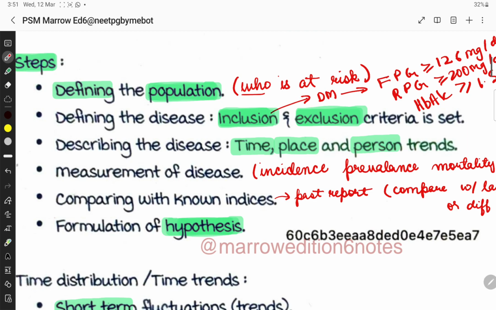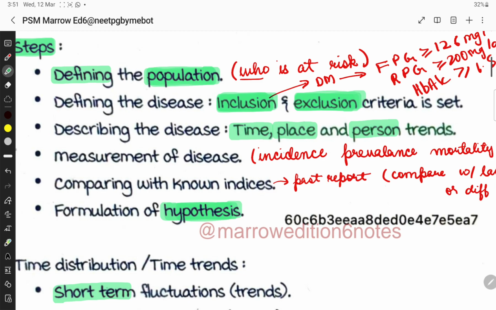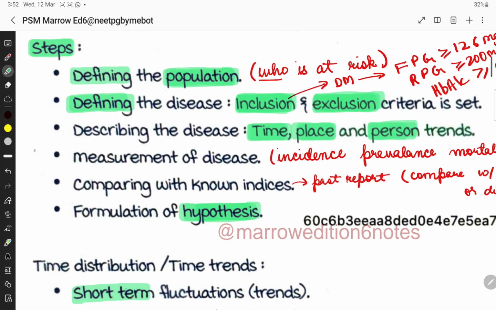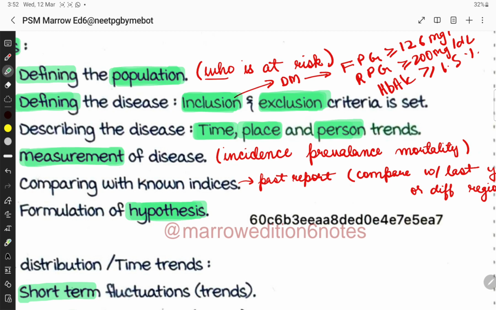So while defining a disease, we have two things, inclusion criteria and exclusion criteria. Inclusion criteria are the conditions required for diagnosis, and exclusion criteria are the conditions that rule out the disease. Then describing the disease in terms of time, place and person, and then measurement of the disease in terms of incidence, prevalence and mortality.